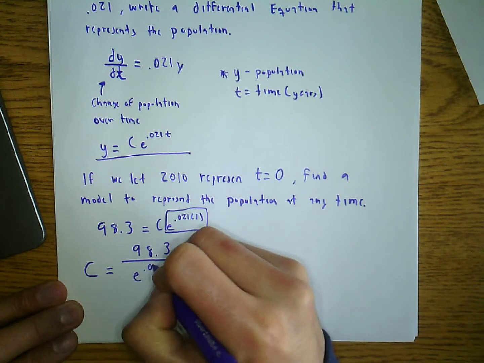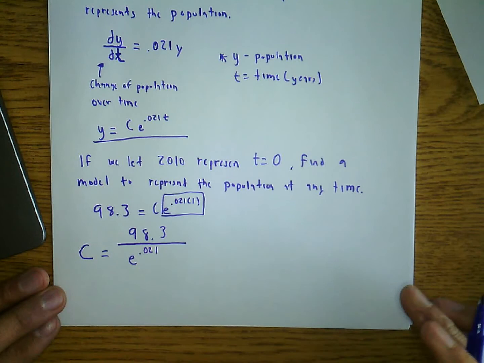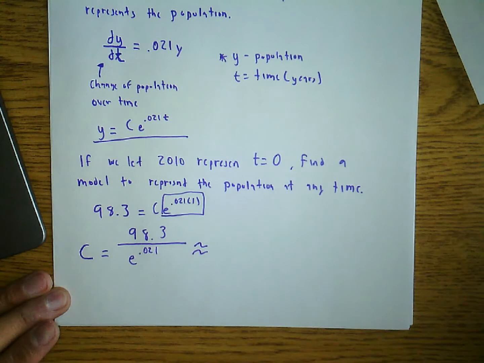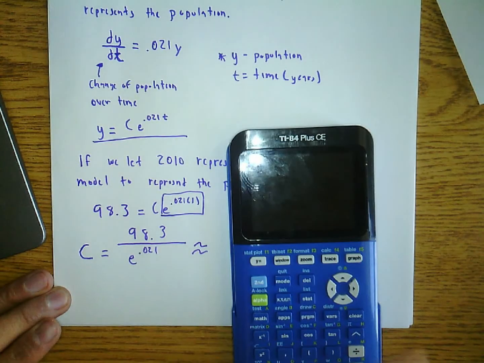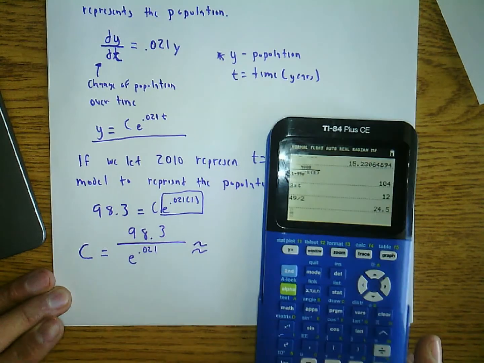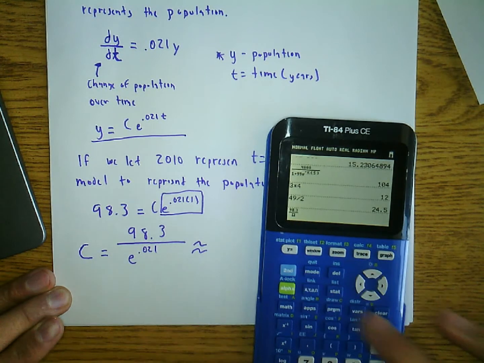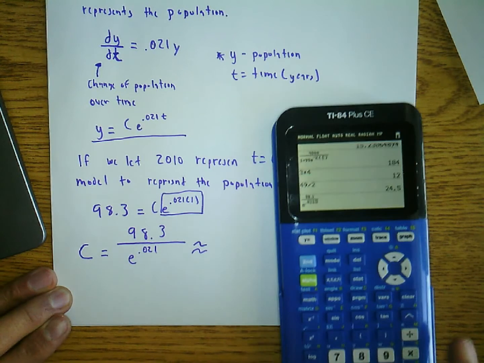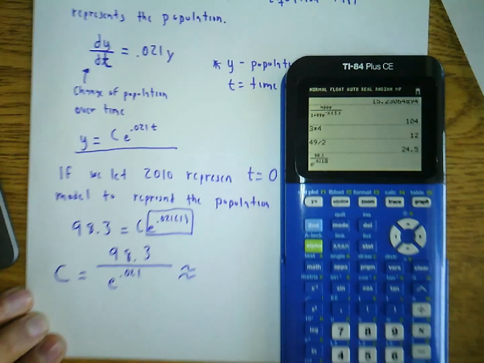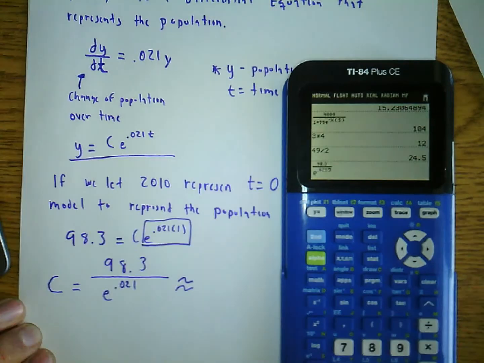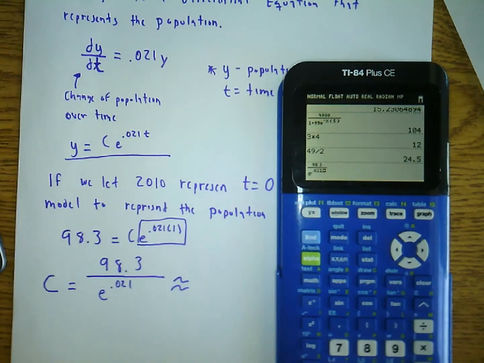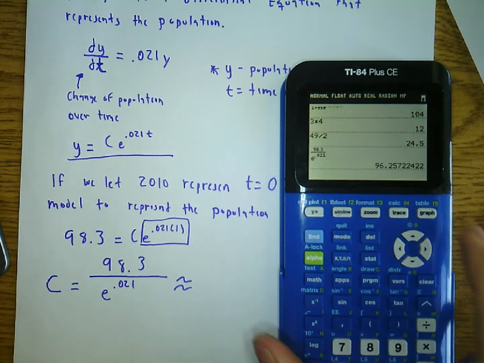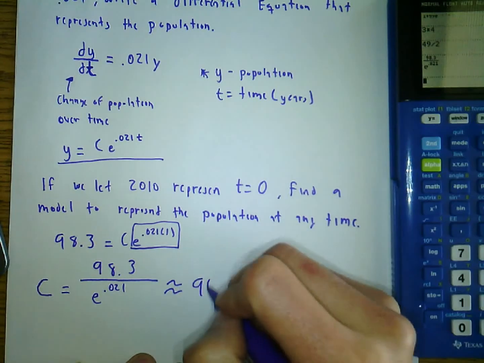So now I'm going to do an approximation because I'm going to use a calculator. So I'm going to go ahead and pull out my calculator, and I'm going to do a division. So we got 98.3 divided by e to the power of 0.021. I know you can't really see that, but that's what I typed there. There you go. I'm going to hit enter. And I got 96.257, blah, blah, blah. So I'm going to use 3 decimals. 96.257. So what is the model that represents this population?